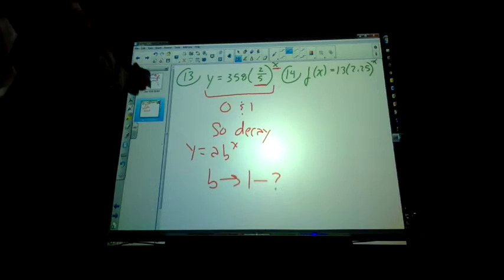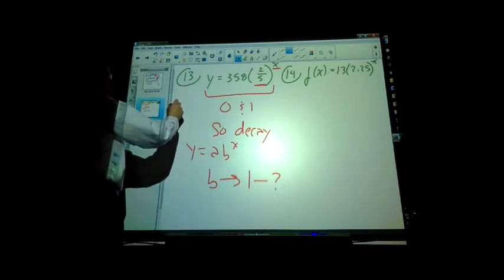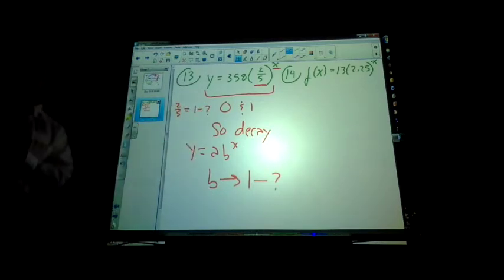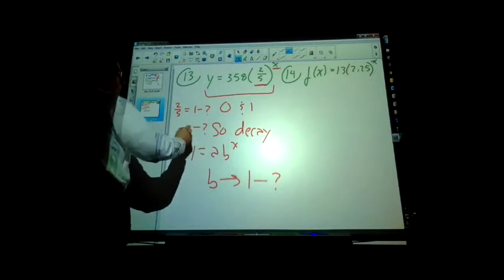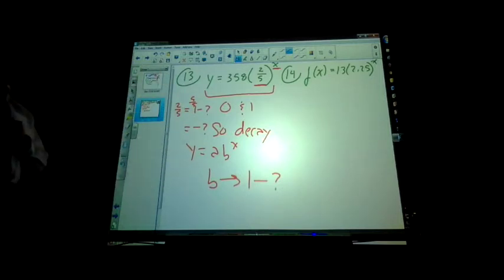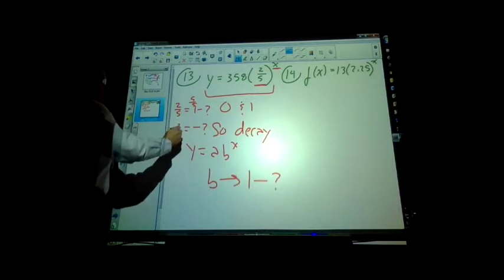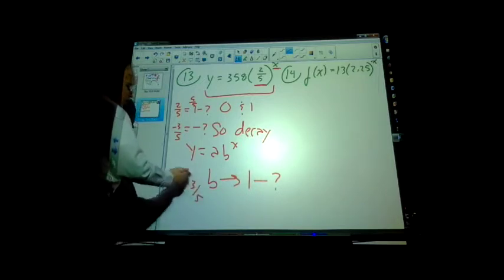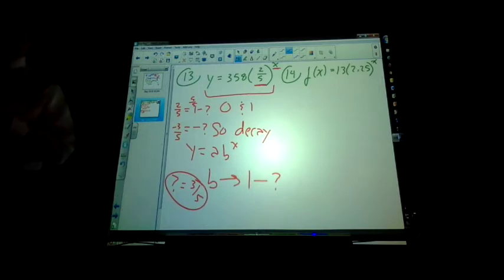All right, so if I take my b value, which I know is 2/5, set it equal to 1 minus question mark. If I wanted to solve for the question mark, how do I do it? Subtract the 1, okay? So if I subtract 1, which is 5/5, 2/5 minus 5/5, I get negative 3/5. Someone was close. Okay, both negative, so my question mark is going to be 3/5. That is my decay rate.